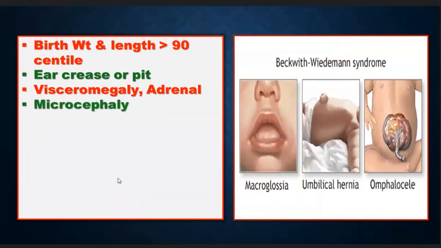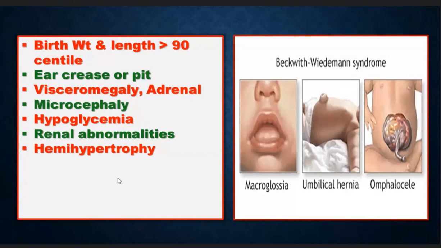Although they have large size, they have microcephaly, and this microcephaly puts them under the effect of severe intellectual disability. They have hypoglycemia because of hyperplasia of the islet cells, and they have renal abnormalities. They may have polycystic kidney, and hemihypertrophy. The meaning of hemihypertrophy is that one side of the body is hypertrophied, larger in size than the other side.